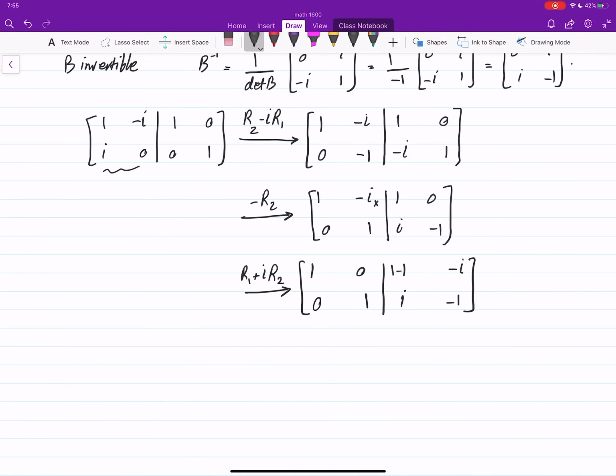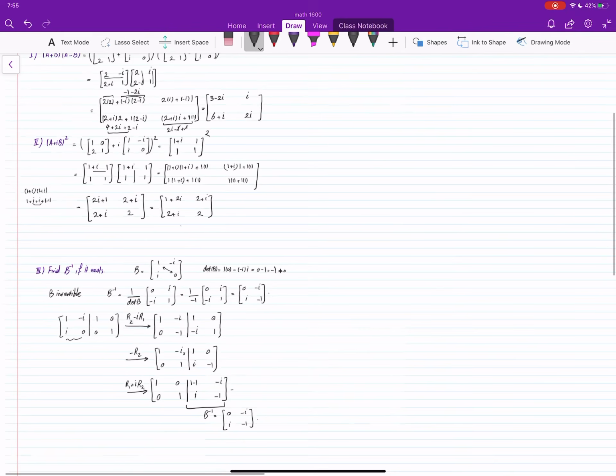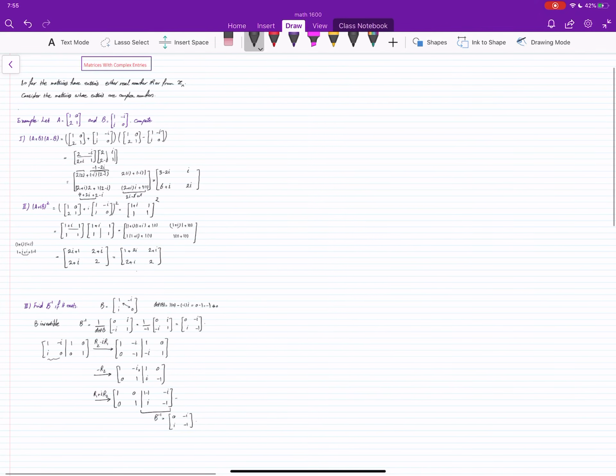And as you can see, this is B inverse. And you see that that's exactly what we found in the other method. So the operations are exactly the same things, but the entries you're working with are complex. So you have to do complex multiplication, addition, and so on.